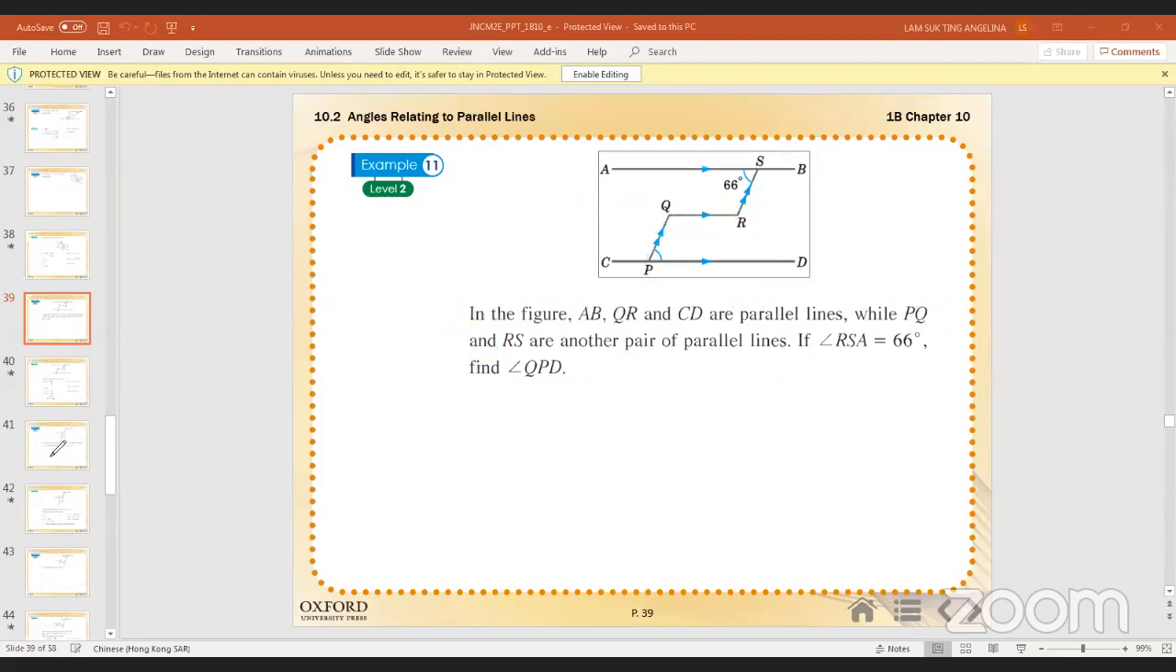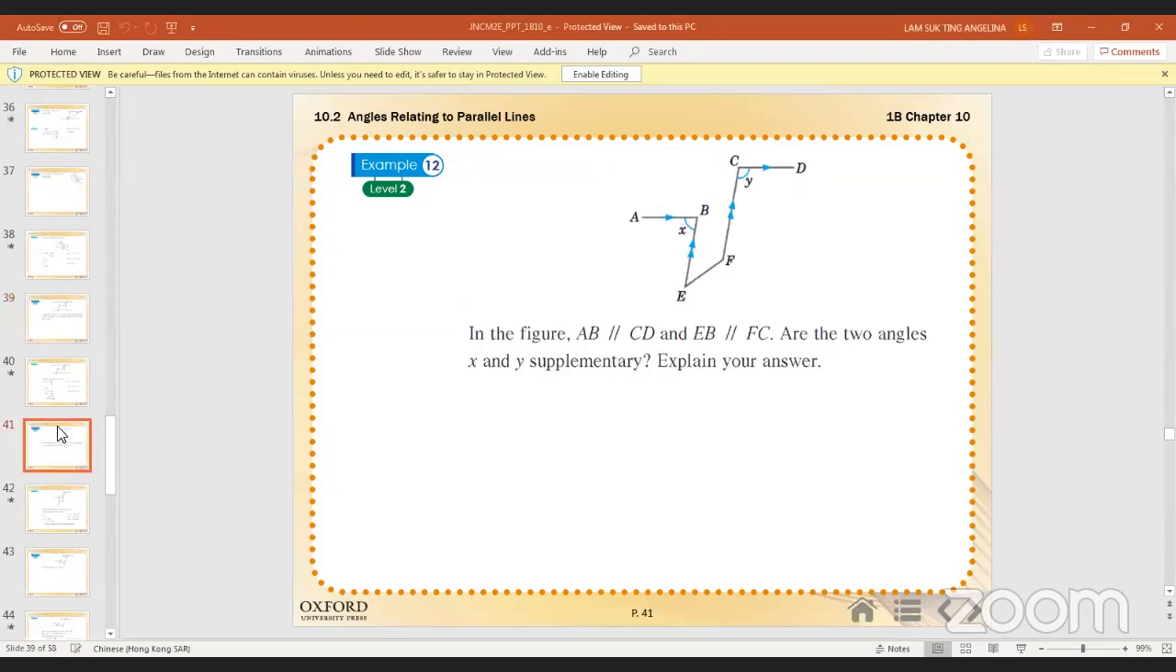Right. And then let me see. Now this one, there's a new word that you need to learn here. Okay, you need to write it down. Supplementary. Supplementary. It means I want to check.